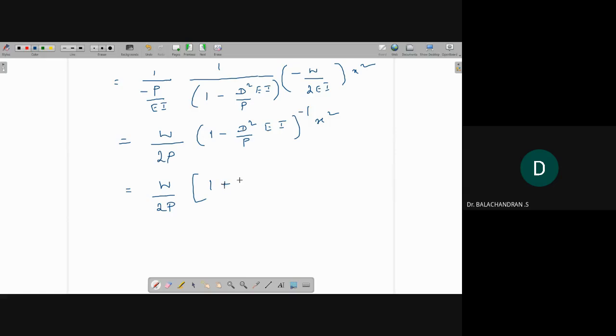What is x? EI by p into d square. This is x plus x square. x square is EI by p whole square into d square whole square. Okay, into x square.